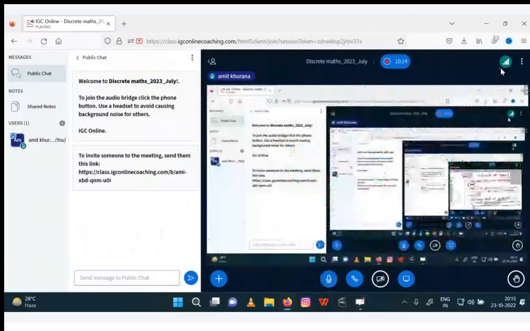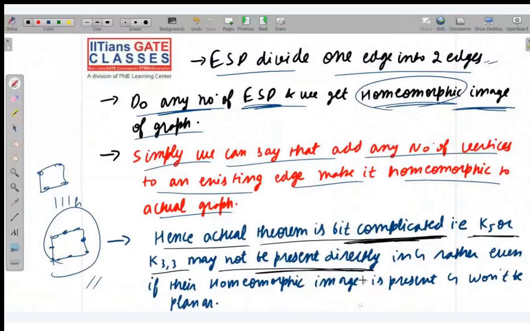Where I was: hence the actual theorem is a bit complicated. K5 or K33 may not be present directly in G. Rather, even if their homomorphic image is present in G, it won't be planar. So the graph will not be planar even if its homomorphic image is present. No need to say that K5 or K33 is directly present. It might not be directly present, so its homomorphic image may be present. I hope you have got the point.